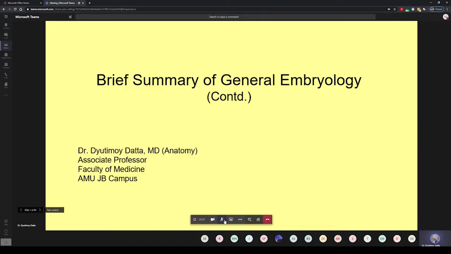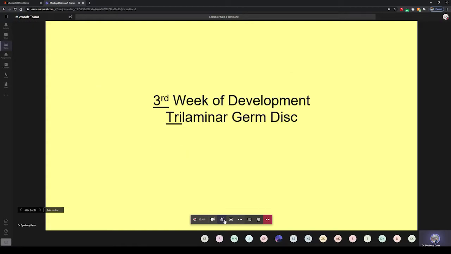Right? So let's proceed. Okay, fine. So what are the things we are supposed to be seeing today? The portions allotted, the portions which were left out, were supposed to be derivatives of mesoderm and derivatives of endoderm.